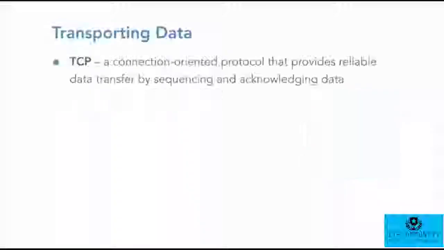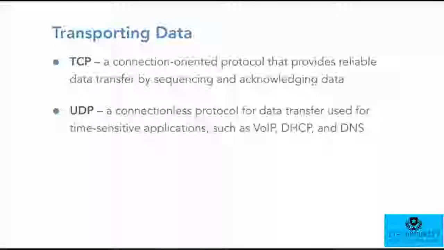The transport layer provides data transport, and the key players are TCP and UDP. Transmission Control Protocol is a connection-oriented protocol that provides reliable data transfer by sequencing and acknowledging data. User Datagram Protocol is a connectionless transport layer protocol for data transport and is used for time-sensitive applications such as voice over IP, video conferencing, DHCP, and DNS.